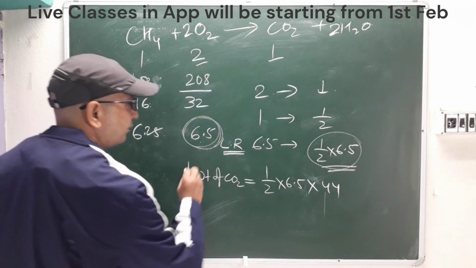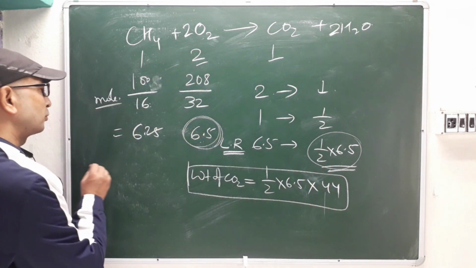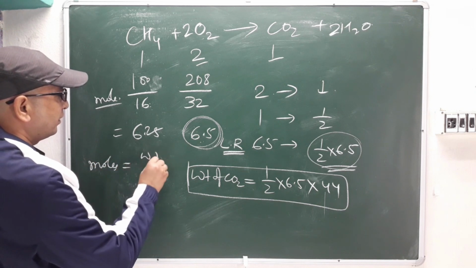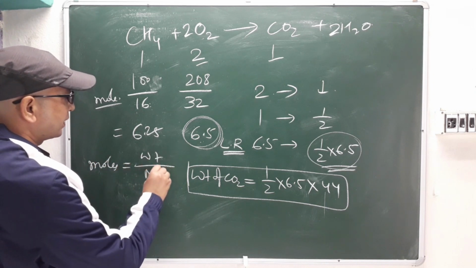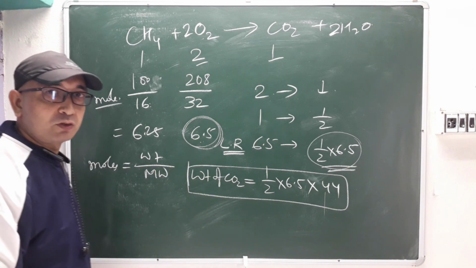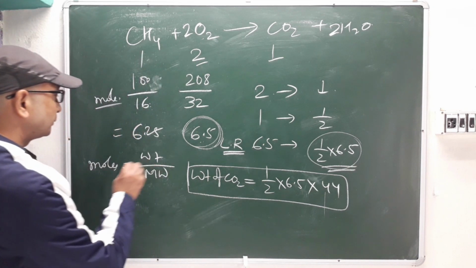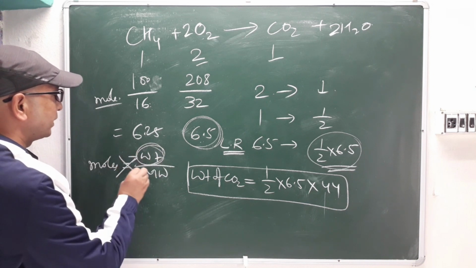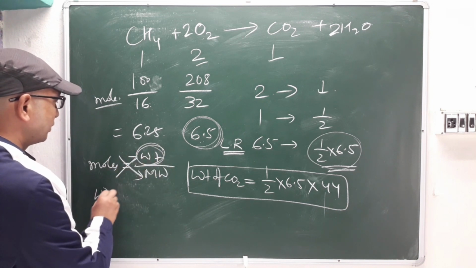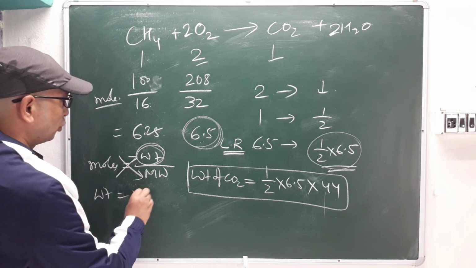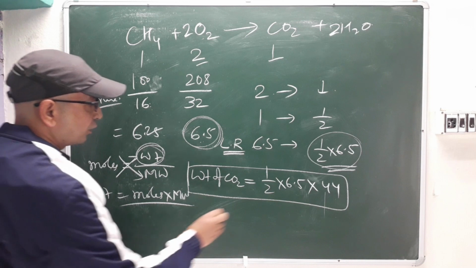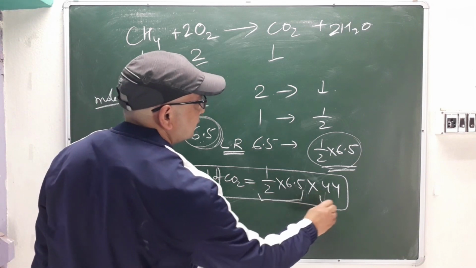This formula, from where we got it? Let's see. This formula is for moles: number of moles equals given weight divided by molecular weight, correct? Now if you want to calculate the given weight, just do cross multiplication. So weight equals moles into molecular weight. That thing only I have taken. This is the mole and this is the molecular weight.